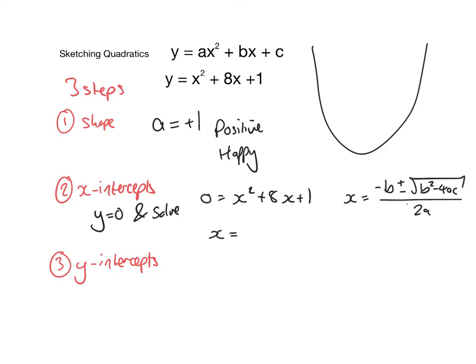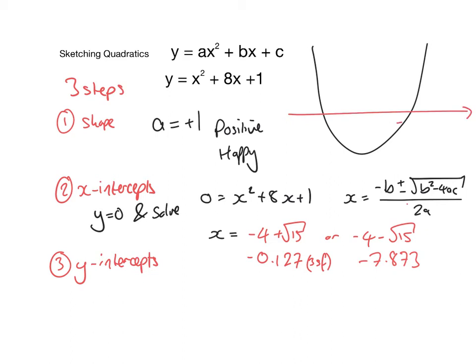And if I substitute my values of a, b, and c into that quadratic formula and press equals, I get -4 plus root 15 or -4 minus root 15. And if I press the SD button on my calculator, I get these in decimal form. They're both negative numbers, and it's important that I know whether they're negative or positive. I'm going to mark them on in decimal, but there's no reason I couldn't write those on in surd form.